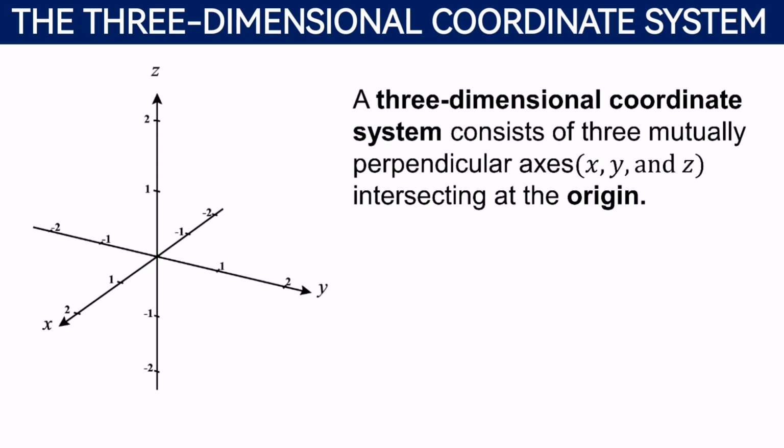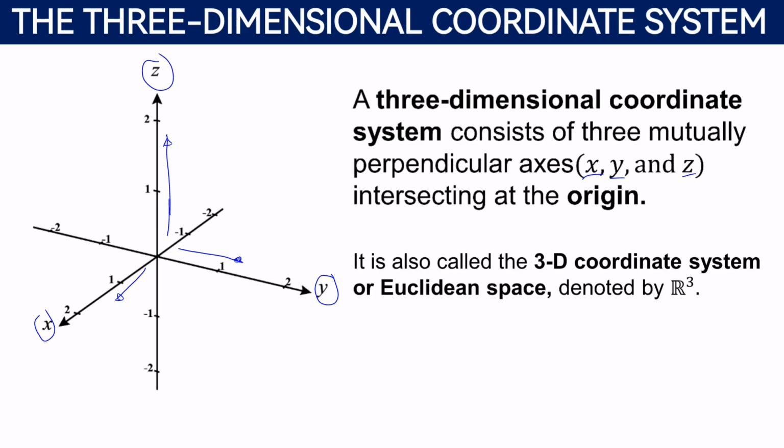So the 3D space consists of three mutually perpendicular axes, the x, the y, and the z axis. So in this illustration, this line here is the x-axis, y-axis, and the z-axis. So this direction is positive x, so the opposite side is negative x. This direction here is positive y, and to the opposite side, negative y. Going up is positive z, going down is the negative z-axis. The three-dimensional coordinate system is also called the 3D coordinate system or Euclidean space, denoted by R^3.